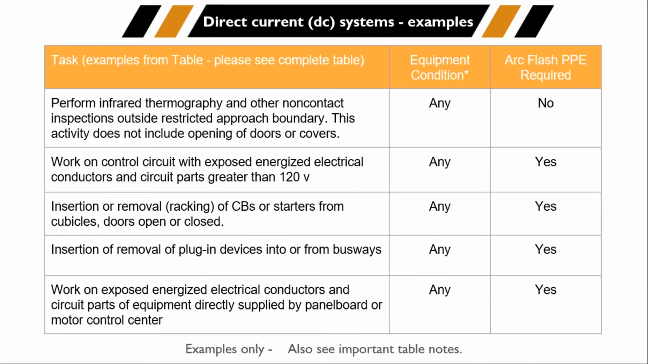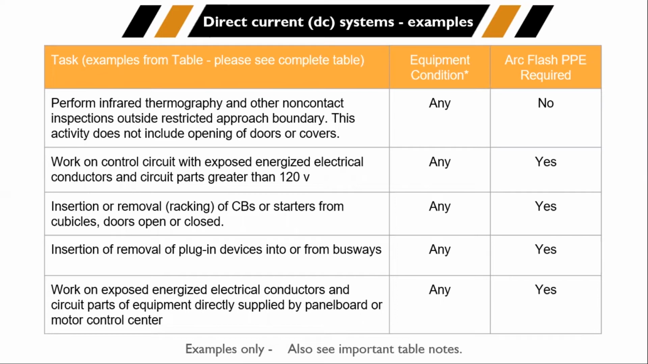Now we're going to talk about the direct current, DC, systems. Task examples from the table: perform infrared thermography and other non-contact inspection outside the restricted approach boundary. These activities do not include opening of doors or covers, the equipment condition can be any, and the arc flash PPE is not required. Then, work on control circuits with exposed energized electrical conductors and circuit parts greater than 120 volts: the equipment can be any, and the arc flash PPE is required.